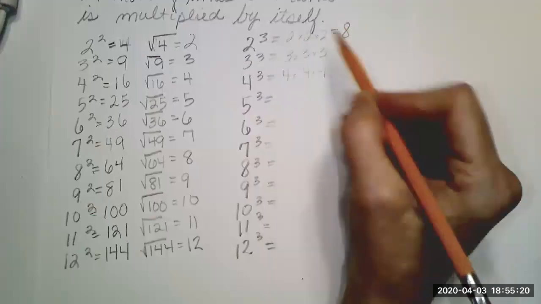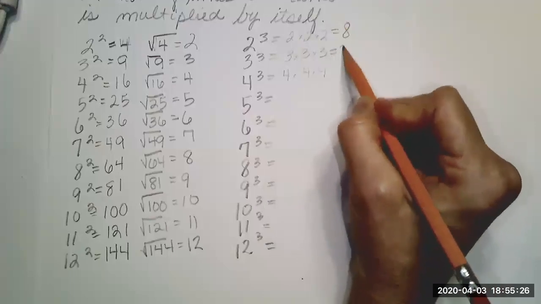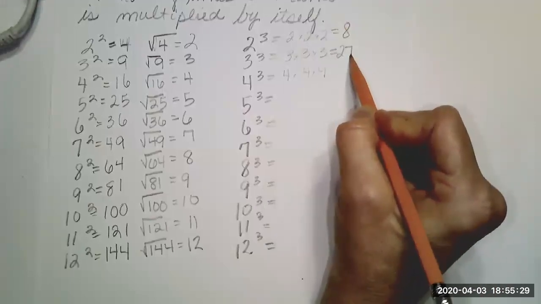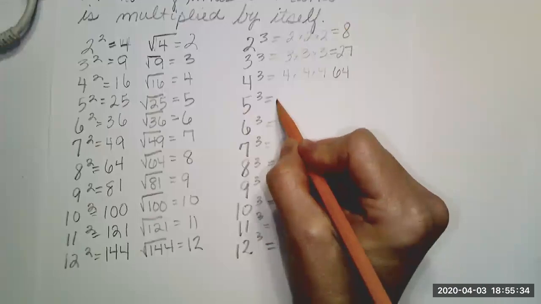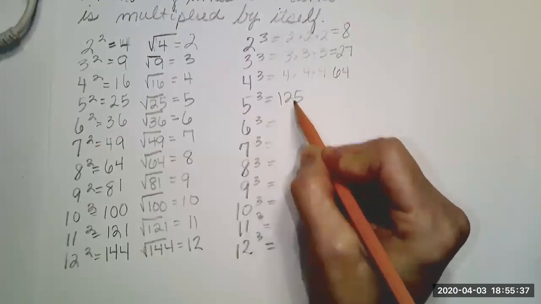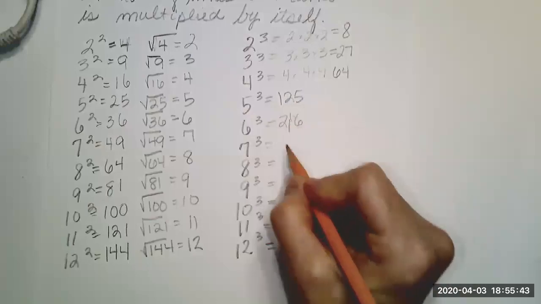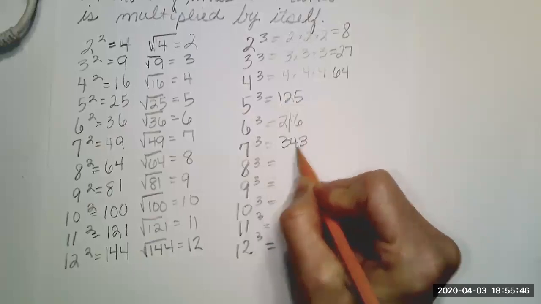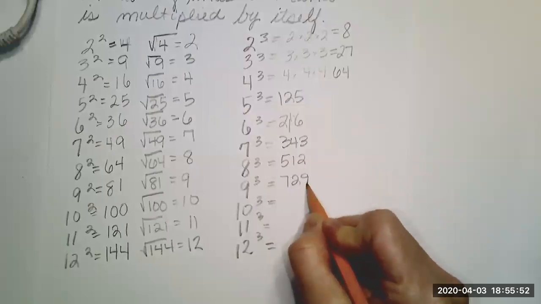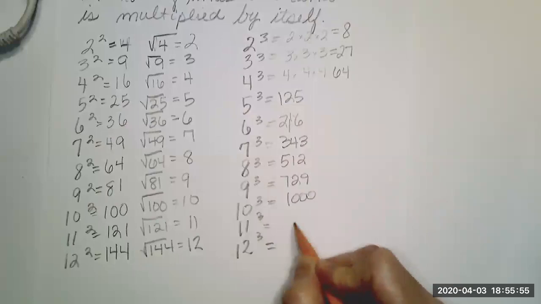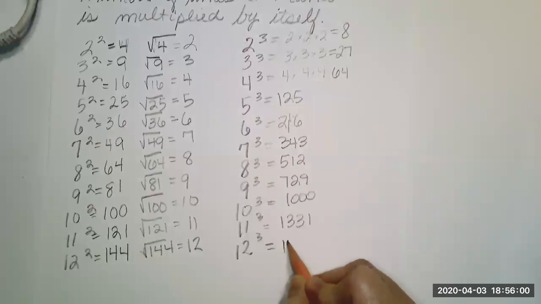Well, 2 times 2 is 4, and 4 times 2 is 8. So 2 cubed is 8. 3 times 3 is 9. 9 times 3 is 27. So 3 cubed is 27. And it continues to go like that. This one's going to be 64. We're going to come back over here. This one's going to be 125. 216. 343. 512. 729, 1,000, 1,331, and 1,728.